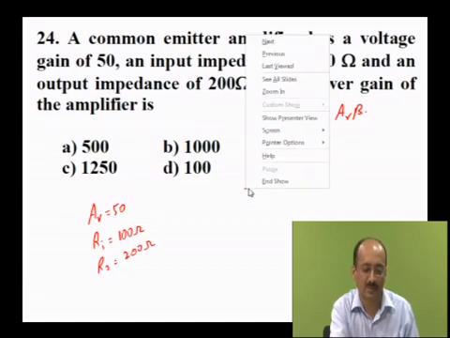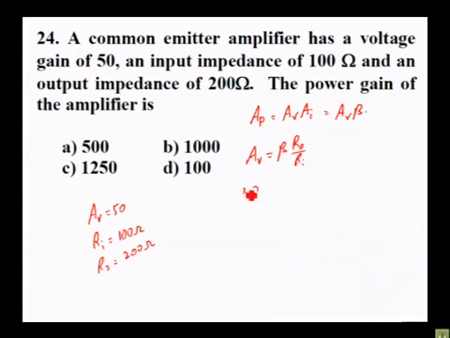So this AV is 50. 50 equals beta into 200 by 100. This will cancel it twice. 2 beta equals 50. So beta equals 25. Now you go back and substitute.